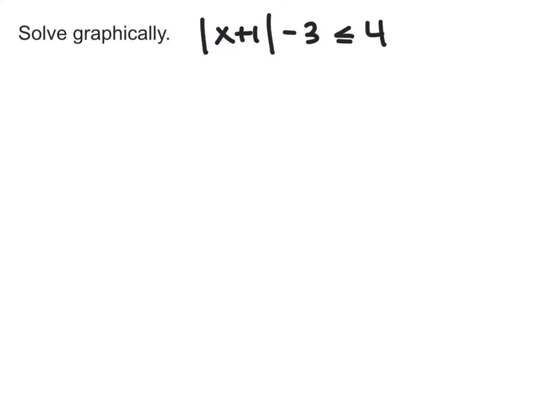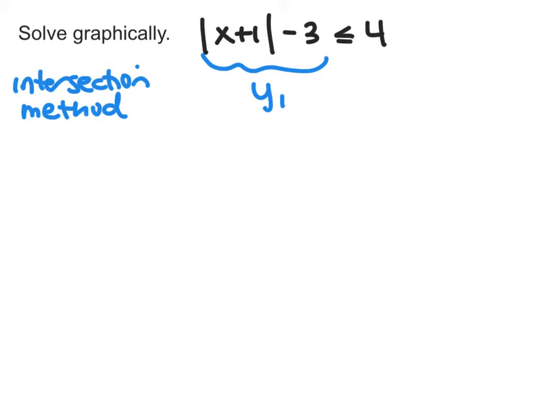There are two ways to solve this absolute value inequality. The first way we're going to talk about is the intersection method. With the intersection method, we start by labeling one of the sides as y1 and the other side as y2.